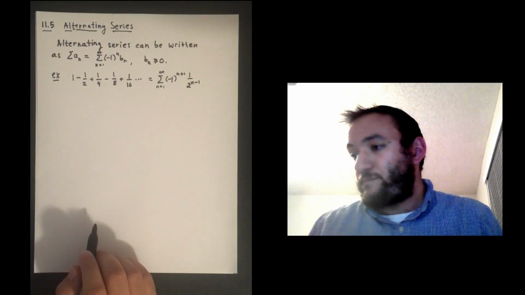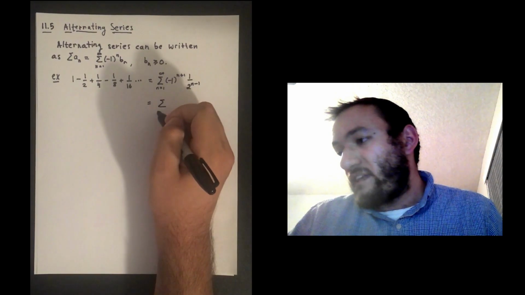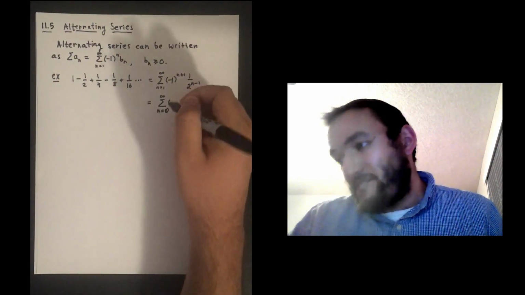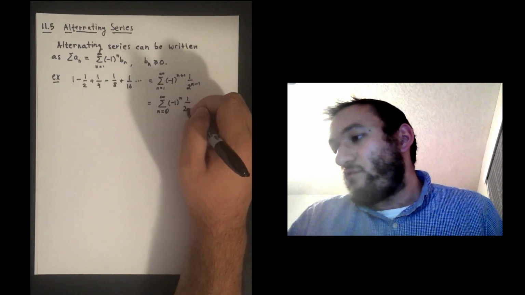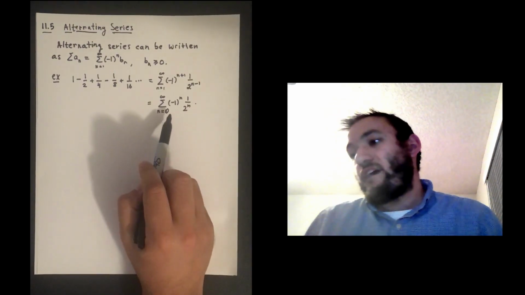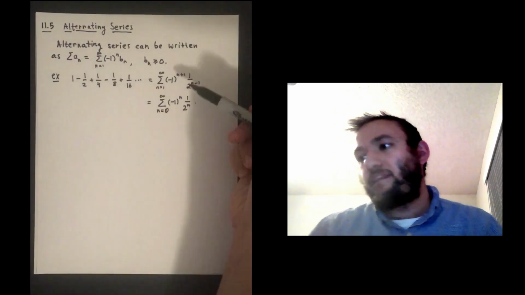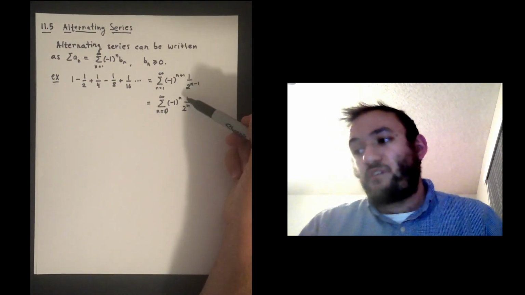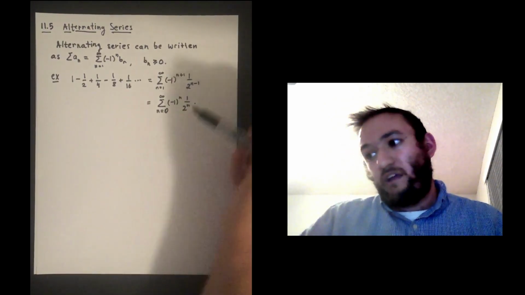Okay. You could also start the indexing at 0, and then it would be something like this: the sum from n equals 0 to infinity of (-1)^n times 1 over 2^n. Okay, you just want to check that whatever formula you use, the starting index lines up with the starting term. And in either of these cases, even though the exponent is a little different, we have a positive term being multiplied by (-1)^n, or (-1)^(n+1).